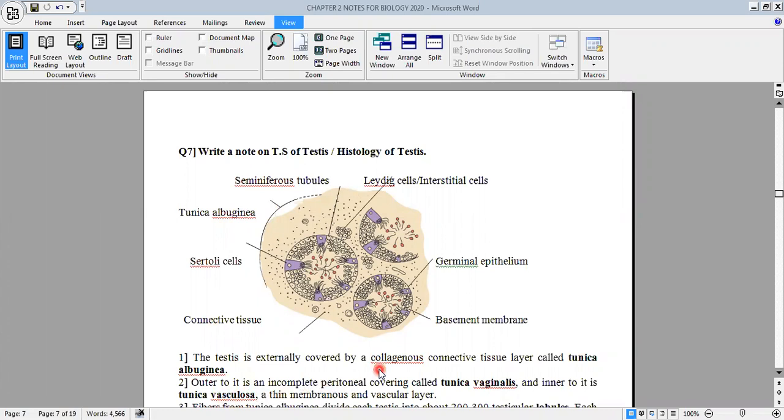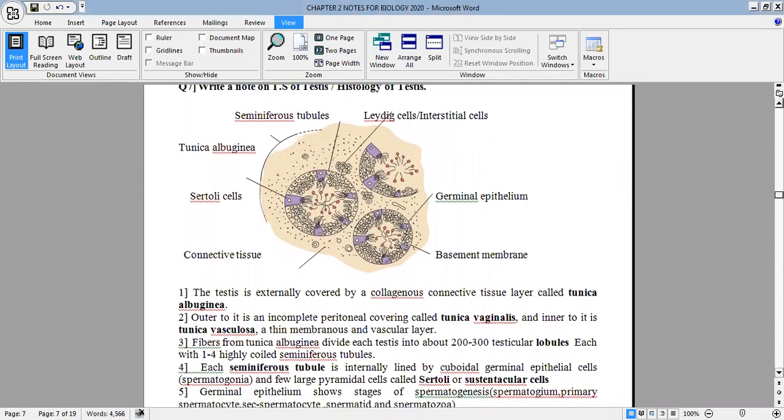Outer to tunica albuginea is tunica vaginalis. Now these two layers, vaginalis and vasculosa, are not seen here in the diagram. Outer is a peritoneal covering. This word we may come across in the further chapters as well. Peritoneum is a covering which is present as an outer lining of every delicate organ of our body. So here the testis shows a peritoneal covering called tunica vaginalis, which is present outer to tunica albuginea.